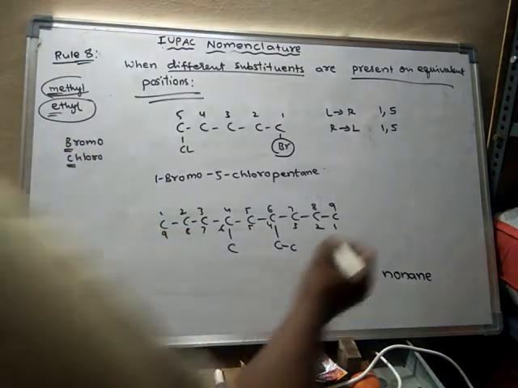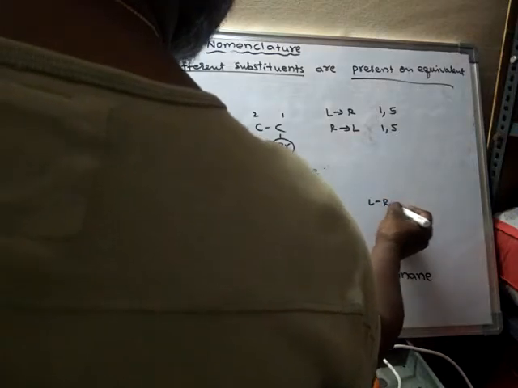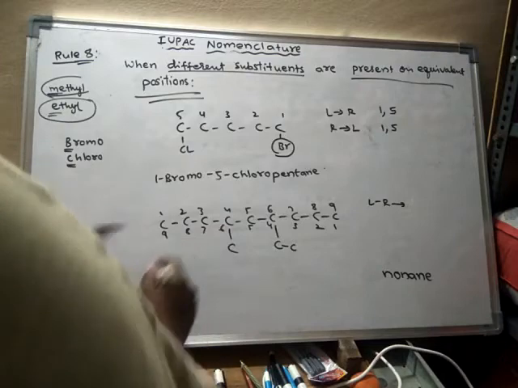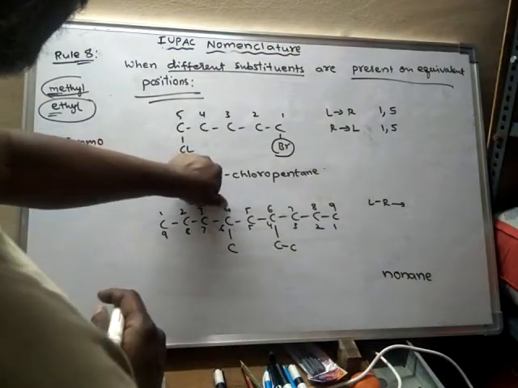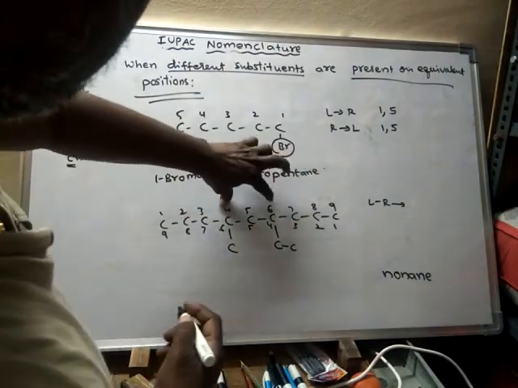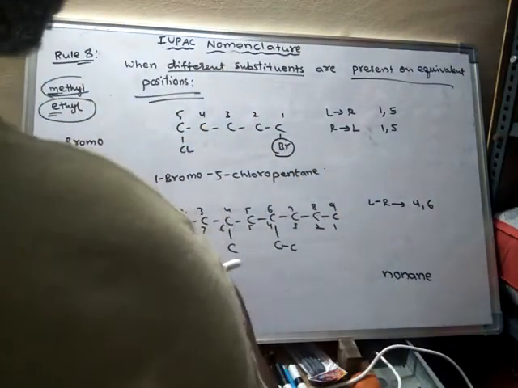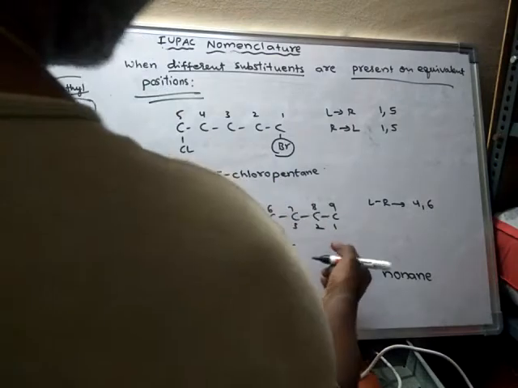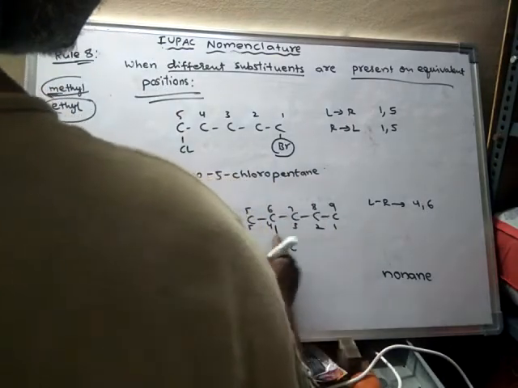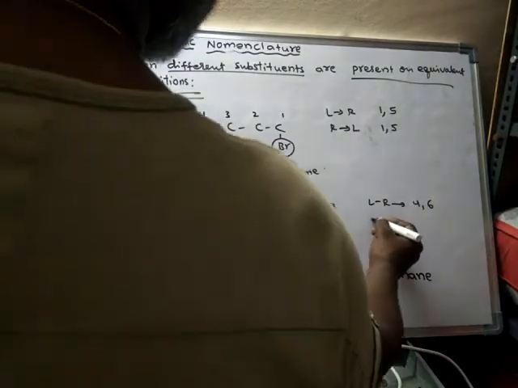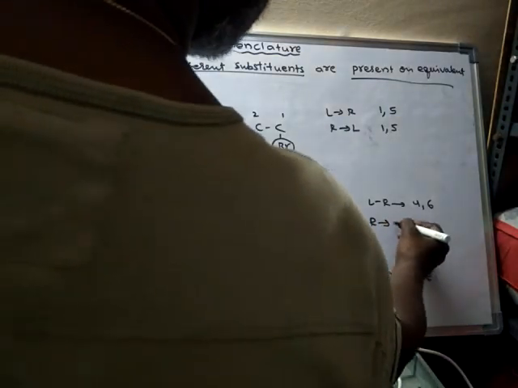So what are the locants from left to right? From left to right, the locants are the fourth carbon and the sixth carbon, 4 and 6. From right to left, even from right to left, the fourth carbon and the sixth carbon are the locants.